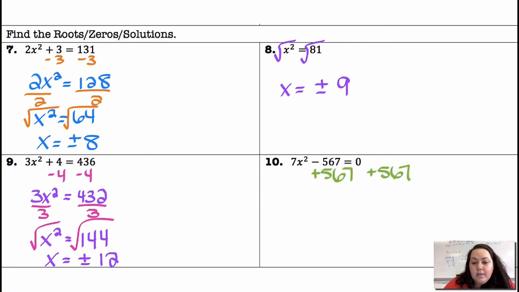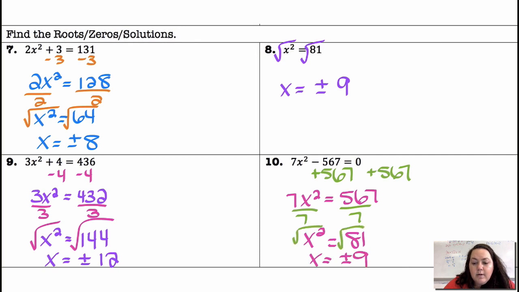Number 10, I'm going to add 567 on both sides. Then I'm going to divide by 7. I get x squared equals 81. Take the square root of both sides, so I get x equals positive or negative 9.